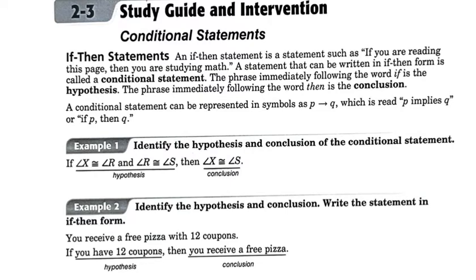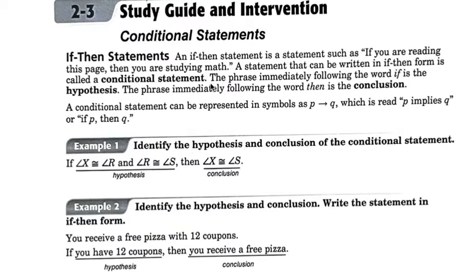We're on 2-3, as you can tell, and we're going to be talking about conditional statements, also called if-then statements. Okay, I'll just read as we go here. An if-then statement is a statement such as, if you are reading this page, then you are studying math. A statement that can be written in if-then form is called a conditional statement.